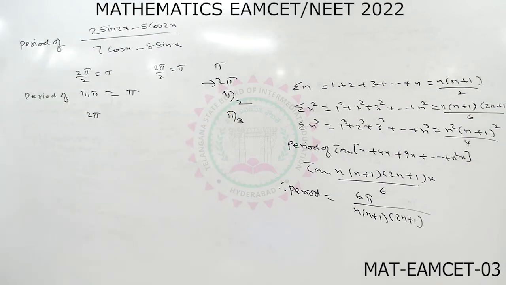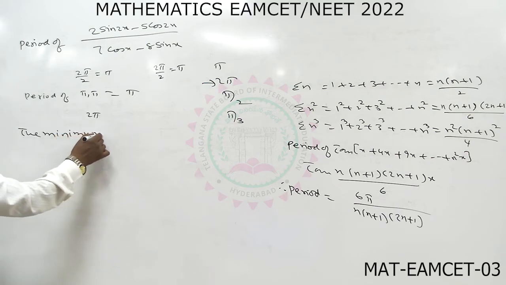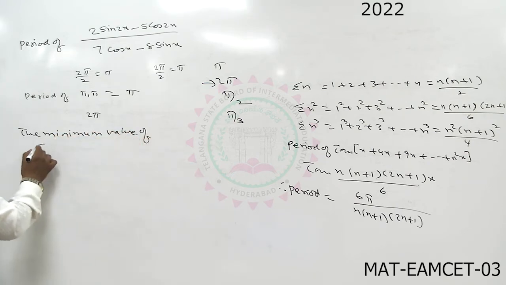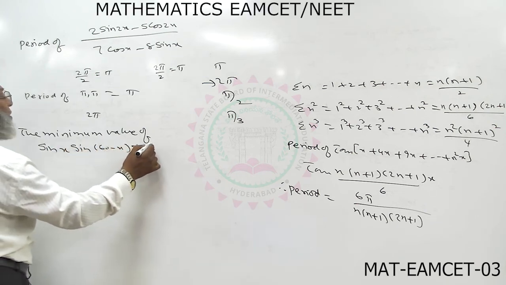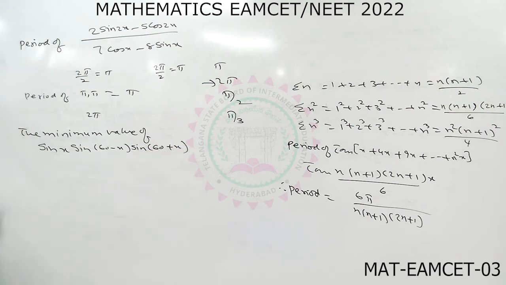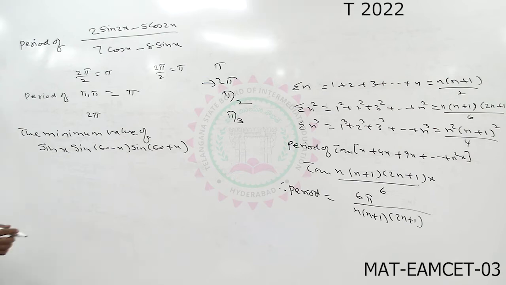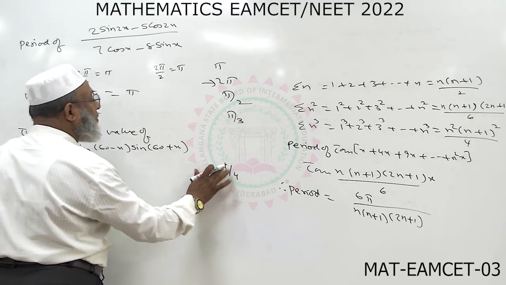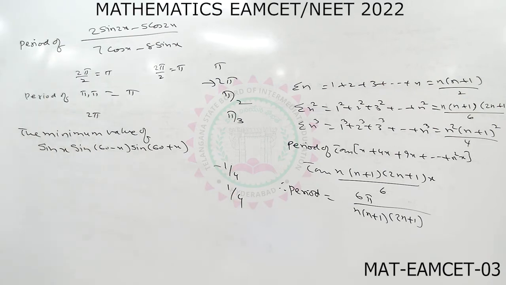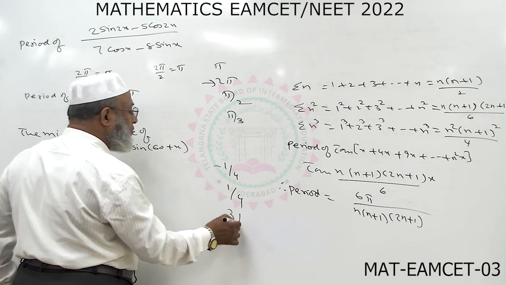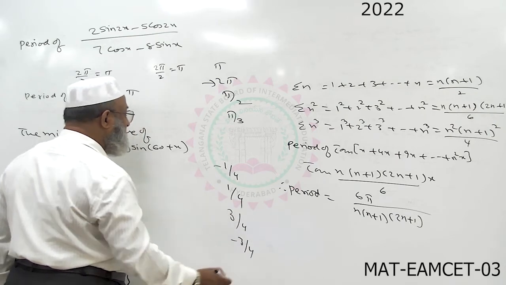The minimum value of sin x into sin of 60 minus x into sin of 60 plus x is: minus 1 by 4, plus 1 by 4, 3 by 4, or minus 3 by 4.